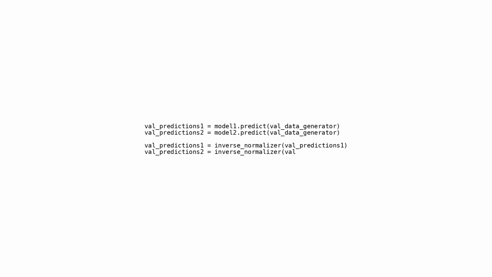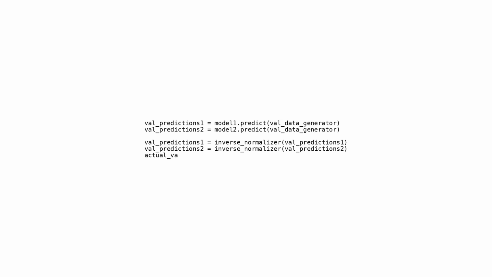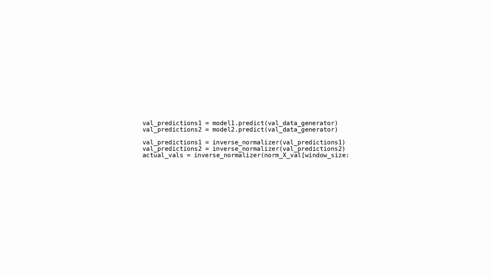The last line, actual_vals equals inverse_normalizer(norm_x_val, window_size), extracts the ground truth values from validation data not used for predictions and applies the same inverse normalization process as for the model predictions. In essence, this code is essential in ensuring that predicted values are converted back to their original scale post-evaluation for improved interpretability and analysis in machine learning models.